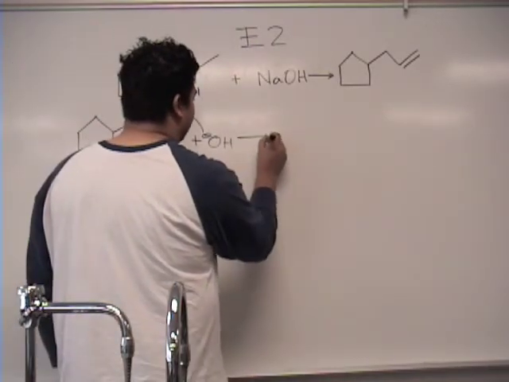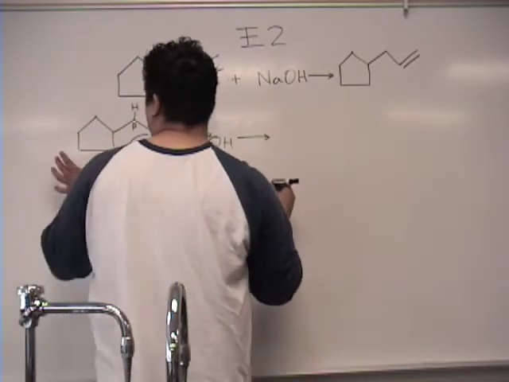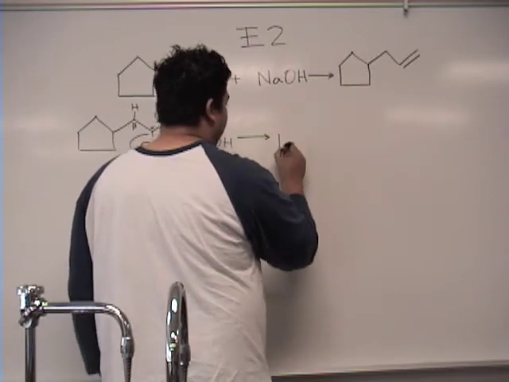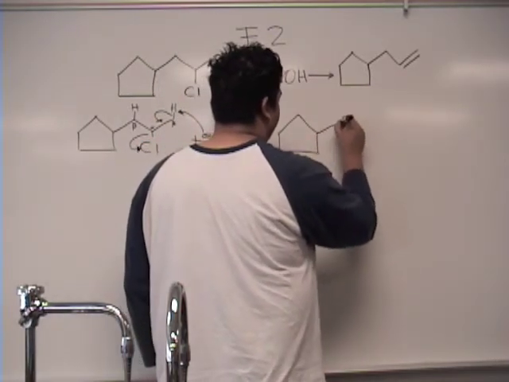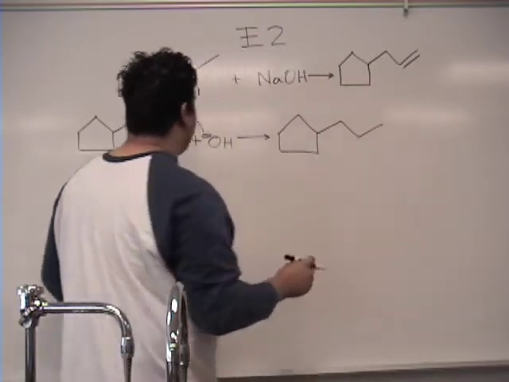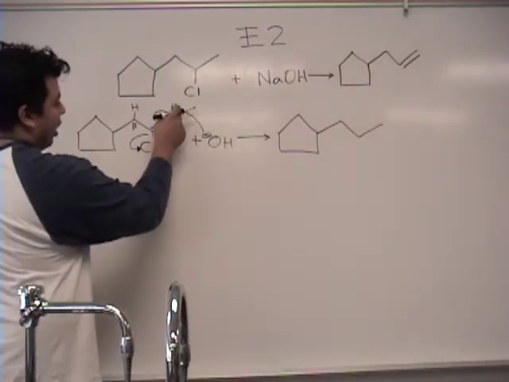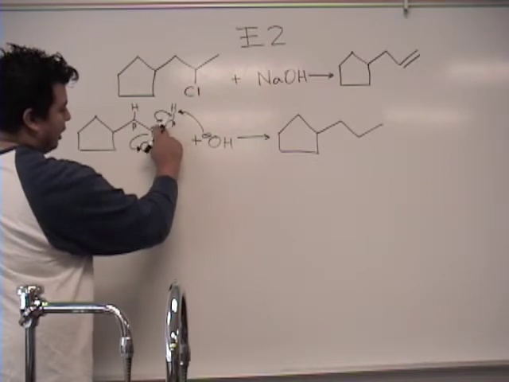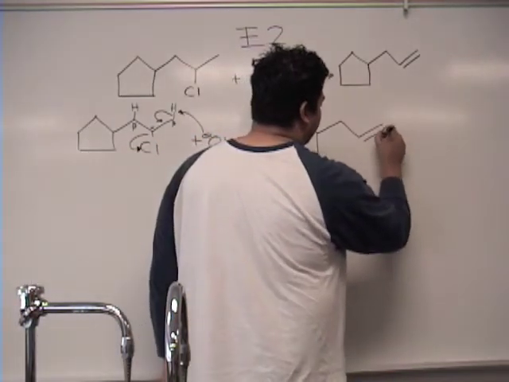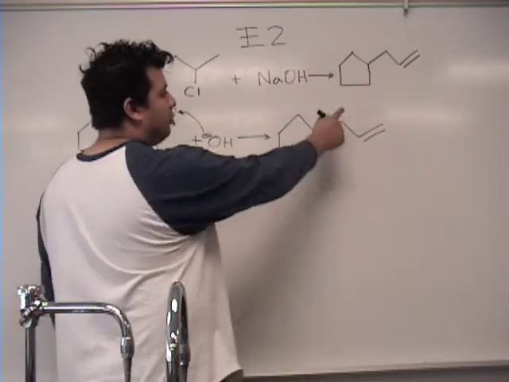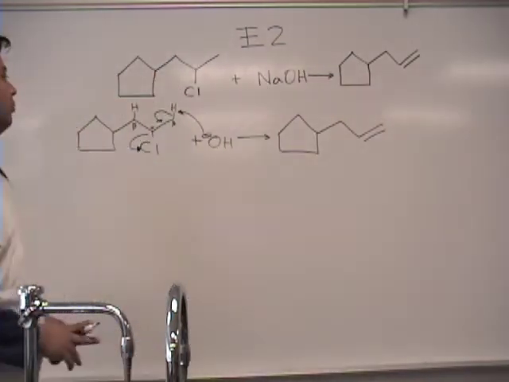So what we get is this group right here. We just copy it. Then we copy the chain. And now this bond that came here, it made a pi bond, and you don't see the Cl anymore because it took off with the electrons. So we have our molecule right there.